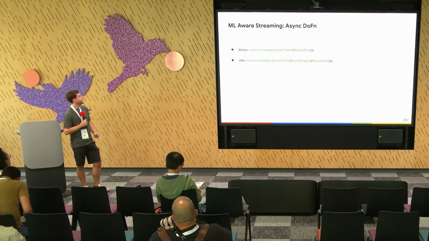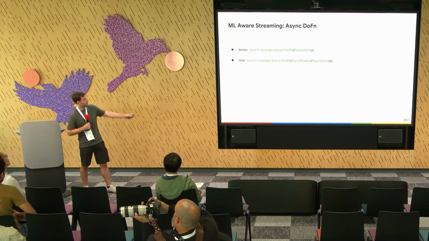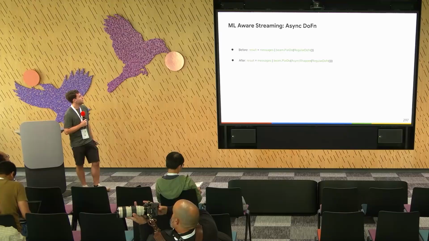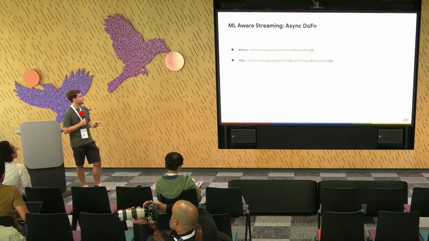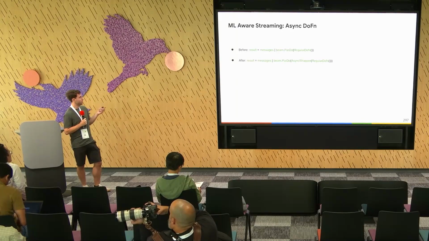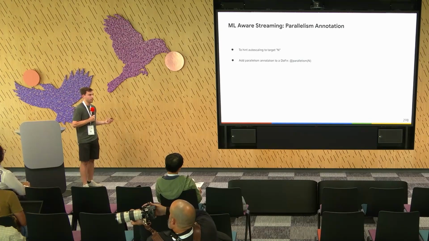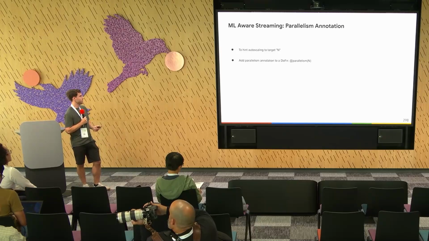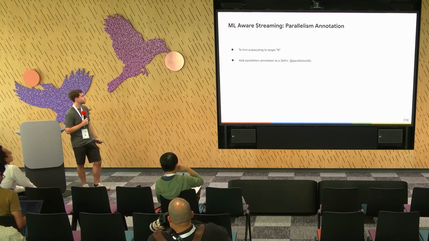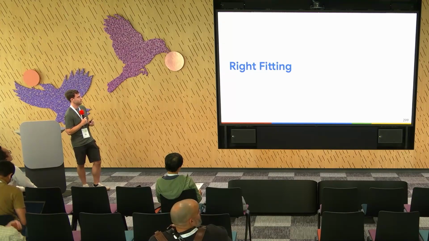So in Beam, if you have those long-running do fns, all you need to do is wrap it using that async wrapper on the second line. And that lets the Beam and Dataflow runner know to do that extra optimization for long-running do fns. And then the parallelism annotation helps limit the amount of queued work sent to user workers, so there's less retries. But yeah, this is all coming out in the next Beam release, so it's not quite ready.